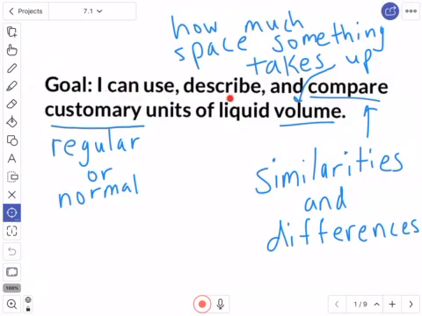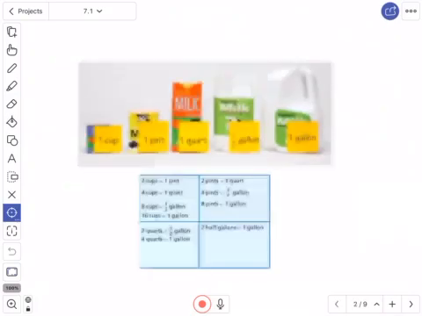I can use, describe, and compare customary units of liquid volume. And customary means like regular or normal. Liquid volume is like how much space something takes up. A good way to explain what volume is is by looking at this photo right here. So we are going to be using, describing, and comparing these different types of units to measure liquid volume.